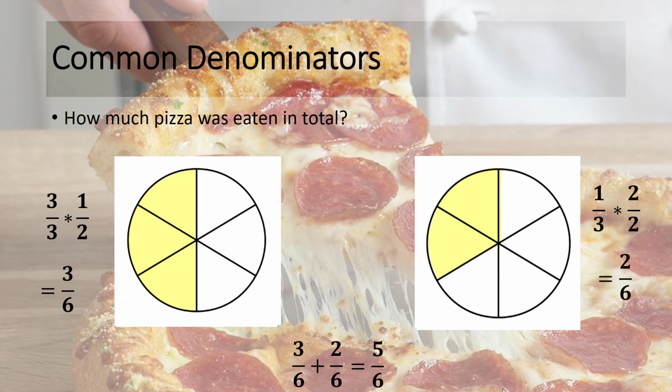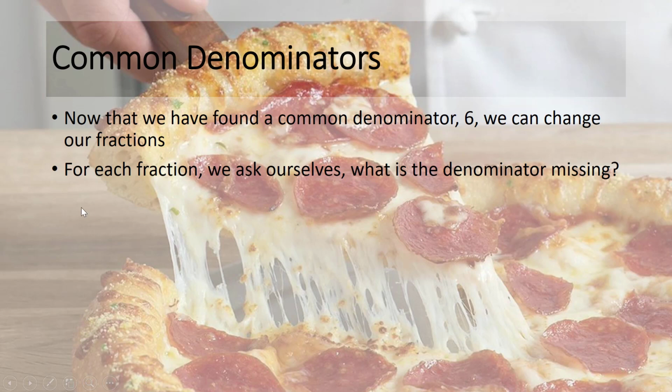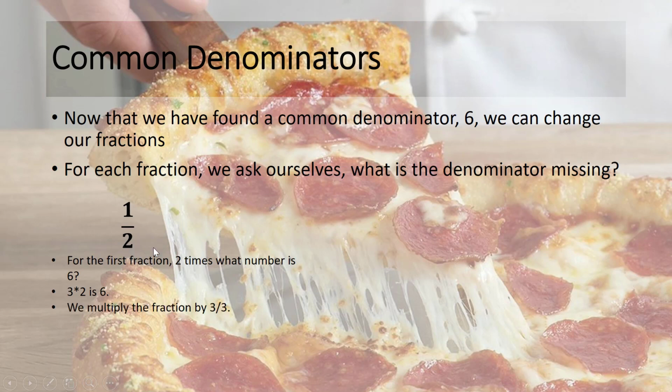However, I want to take a little bit more time to clarify how we knew what to do with each of the two fractions in order to get the right denominator. Remember, we got 6 simply by multiplying the two denominators together, 2 times 3. So for each fraction, we're asking ourselves, what is missing from our denominator? So for 1/2, what do I have to multiply 2 by in order to get 6? Well, I need to multiply 2 by 3. 2 times 3 is 6. So I multiply by 3 over 3.